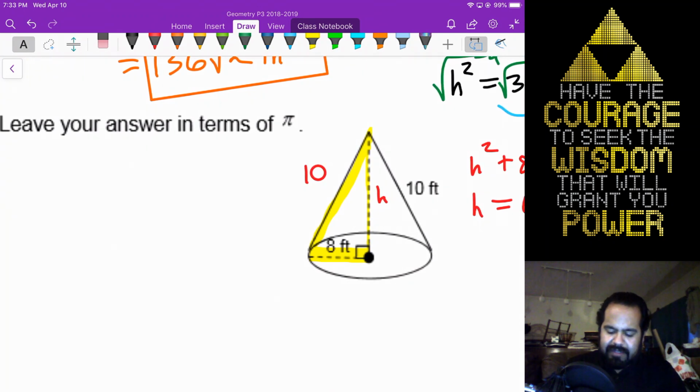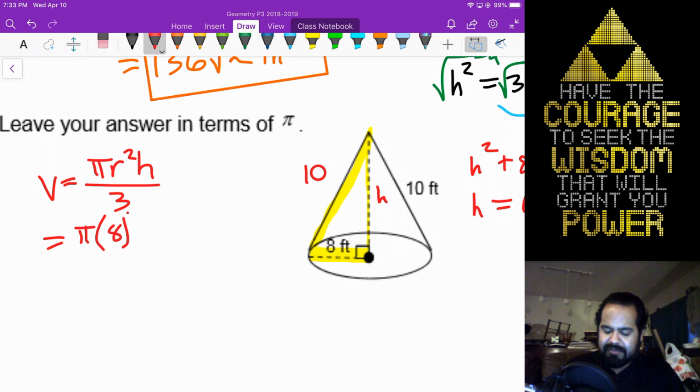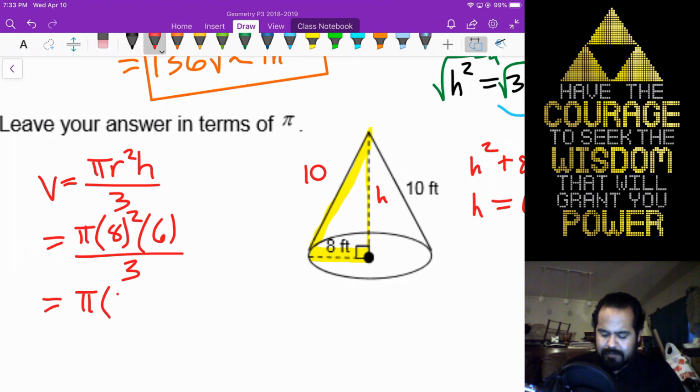All right? Volume equals pi r squared h divided by 3. So pi times 8 squared times 6 all over 3. I know 8 squared is 64. I know 6 divided by 3 is 2. So I'm going to get 128 pi. And then, of course, don't forget units.